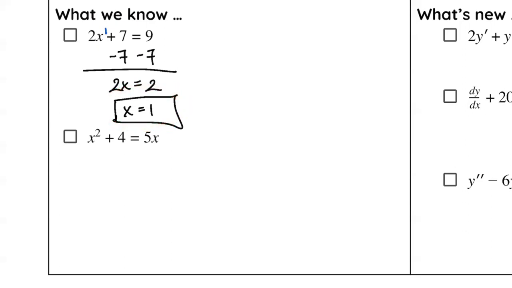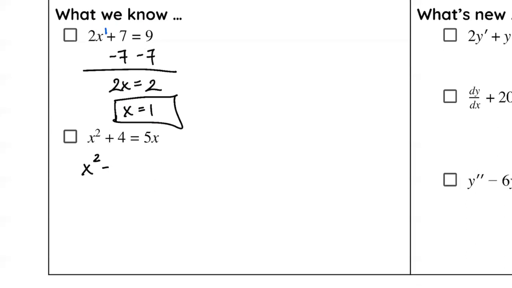All right, what about the second equation that we have here? x squared + 4 = 5x. I'm likely asking you to solve for x again, but our strategy might be a little bit different. How would we approach this one in terms of solving for x? Probably have to set it equal to 0 and then probably factor it. Yeah, so let's do that.